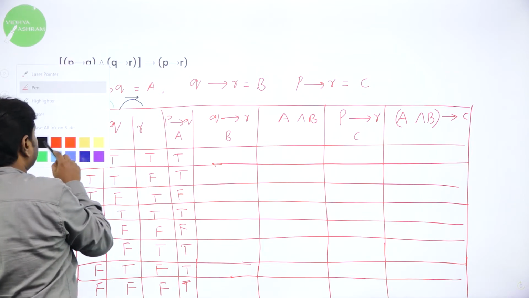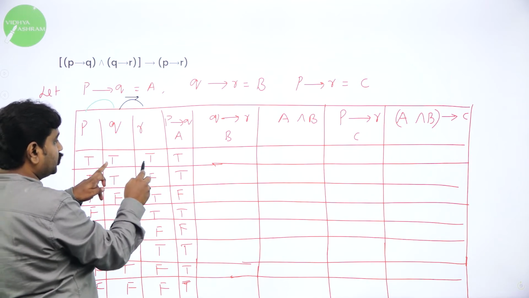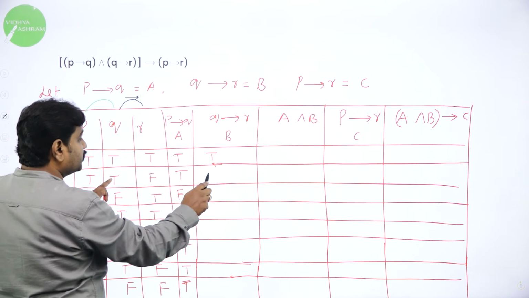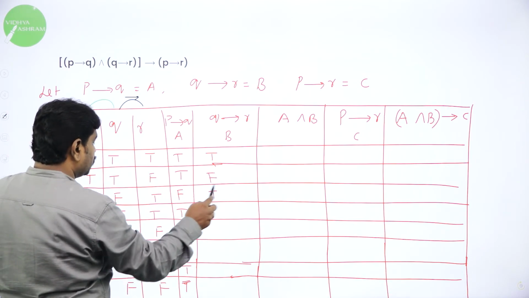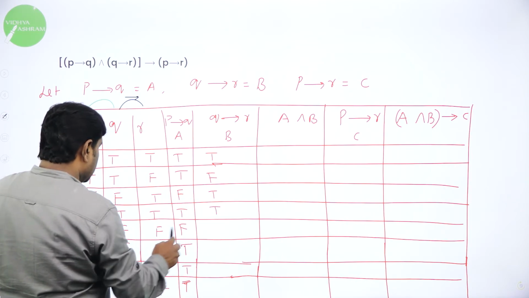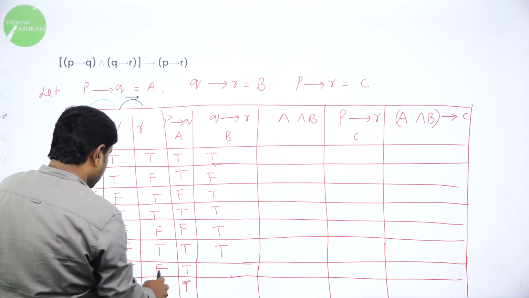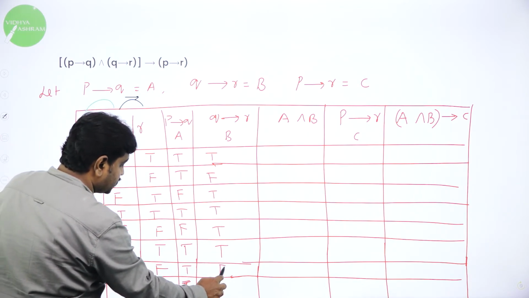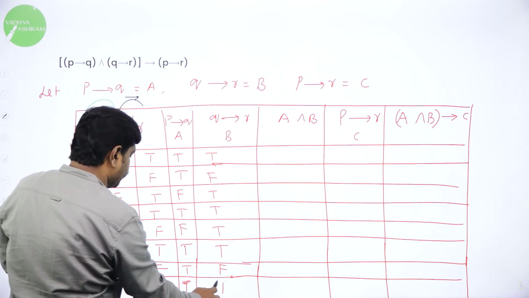So here first one is Q, second one is R. Observe the Q and R columns. True, true is true. True implies false: first one true, second one false, so false. Then false, true is also true. True, true is true. False, false is also true. False, true is also true. And true, false: first one true, second one false, that's why I am writing false. Then false, false is also true.